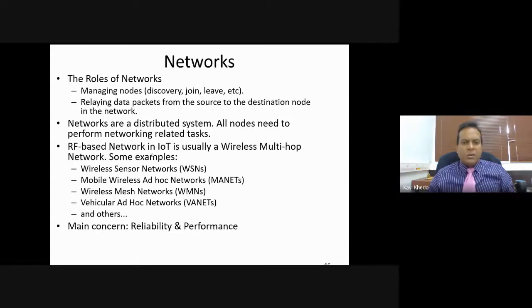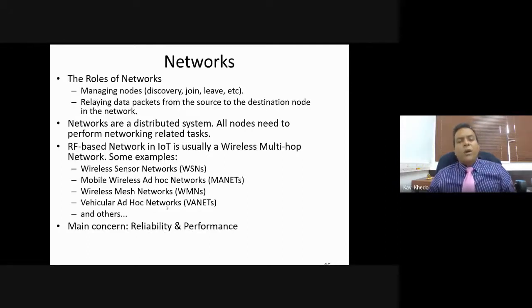So RF-based network in IoT. They use what is called a wireless multi-hop network most often. There are different terms that have been used for this type of network. I mentioned last week wireless sensor networks, or mobile wireless ad hoc networks, MANET, or wireless mesh network, vehicular ad hoc network, VANET. When you place sensors on vehicles, then vehicles communicating with other vehicles form what is called a VANET. These are just to tell you that your sensors are communicating with other sensors. And obviously, the main concern when you form those networks is reliability and performance.